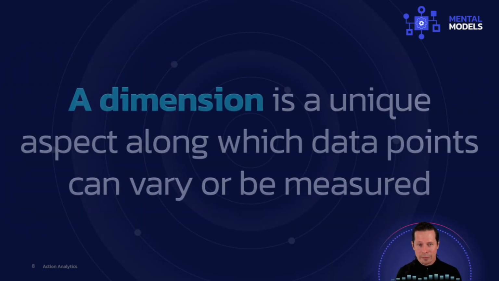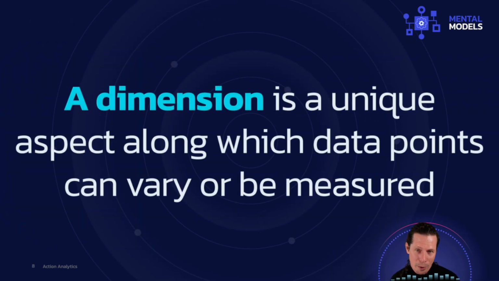And this definition of the word data, I think it goes along quite well with the domain definition of data, facts and statistics. We're really thinking about the facts and statistics here. A dimension is really just a unique aspect of the data along which data points can vary or be measured.